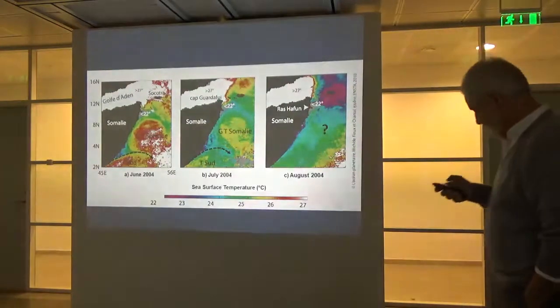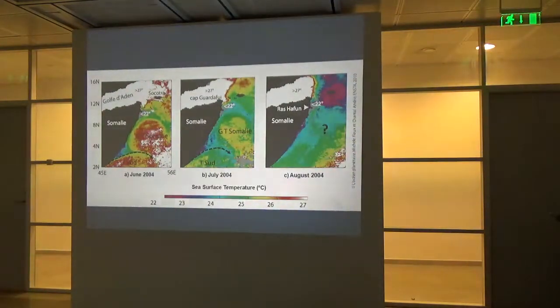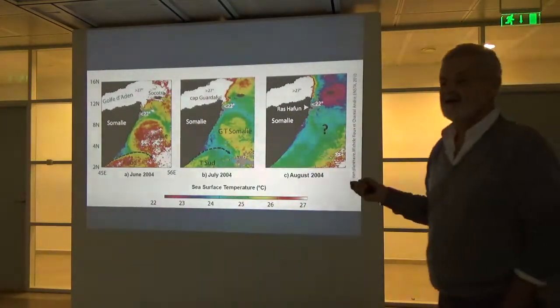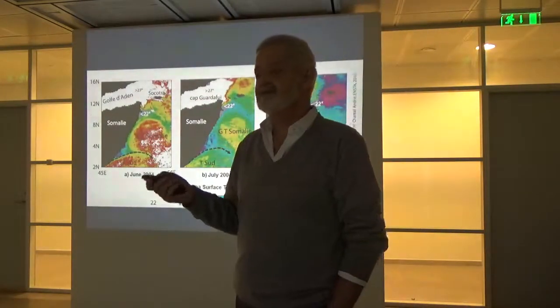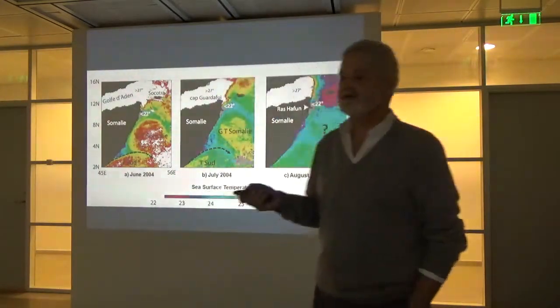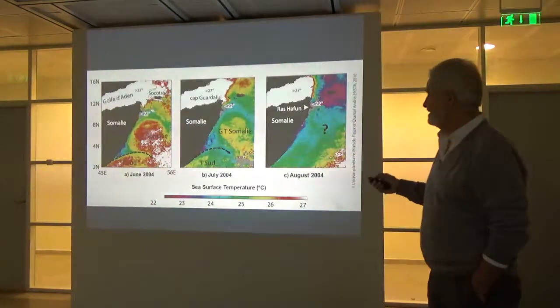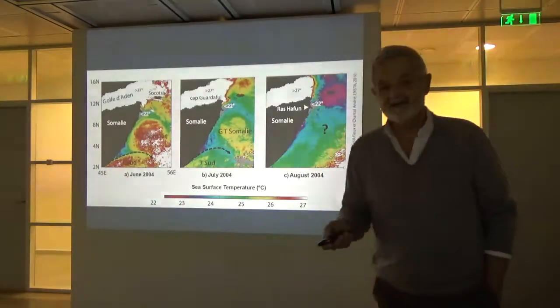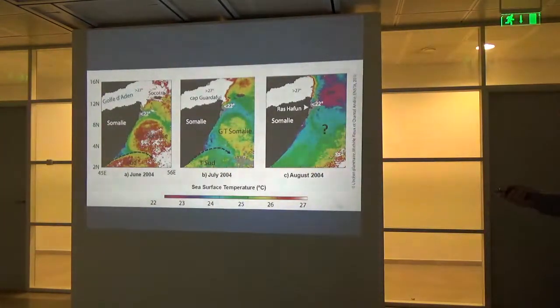There are few observations in this region, especially in the last 20 years, because of pirates. There has been no research vessel going along the Somali coast for the last 20 years. So we have very few observations, we have few floats. So satellites are the main way of investigation.